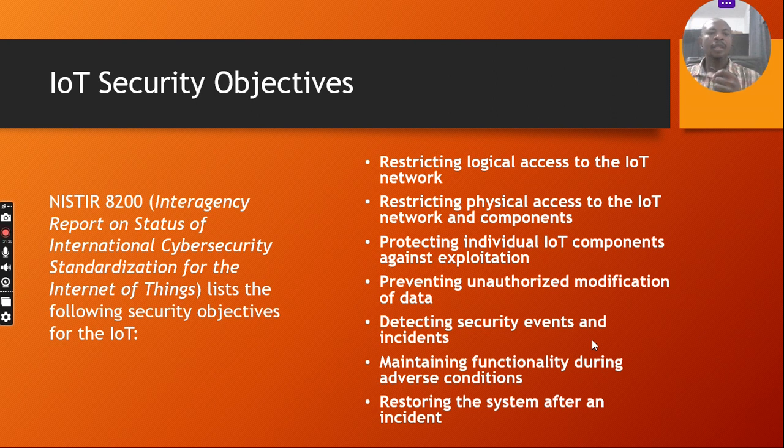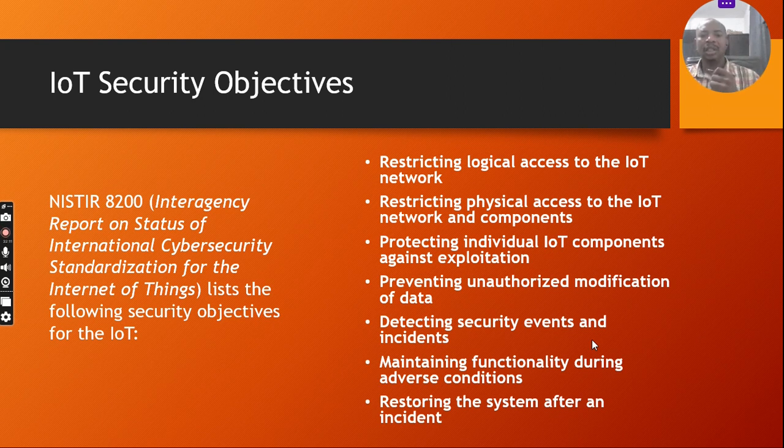Now let's move on. The Internet of Things security objectives. Let's take a look at the objectives as defined by NISTIR 8200. Now, one of the objectives is restricting logical access to the Internet of Things network. Okay, we must be restricting logical access to the Internet of Things network. This is one of the objectives for security reasons. We have to restrict the access to the Internet of Things network, because if every Tom, Dick, and Harry has access to it, then we're risking the security of the Internet of Things.